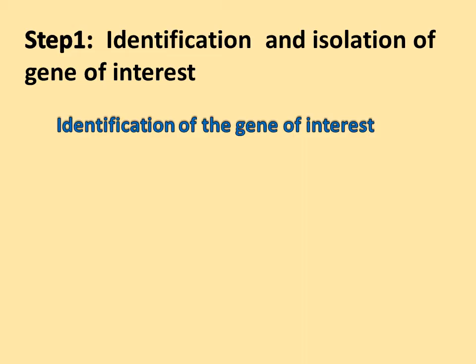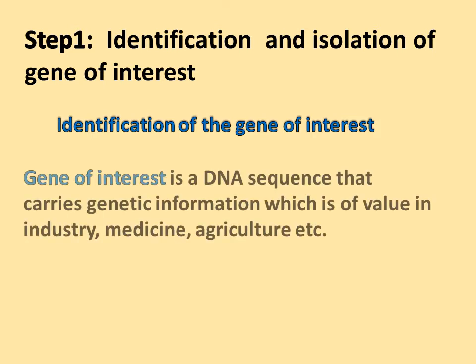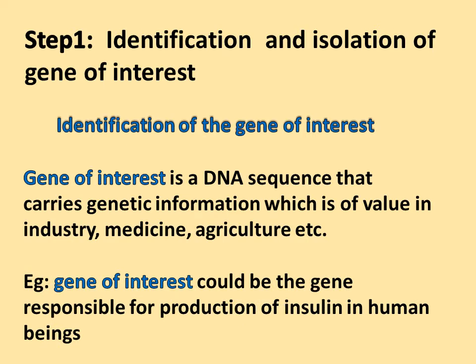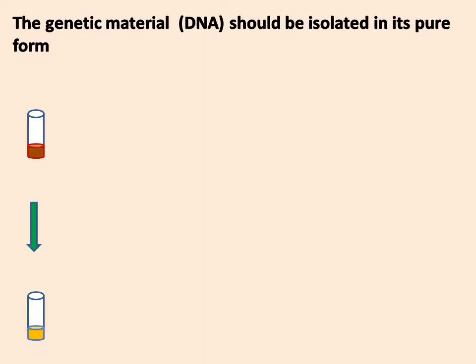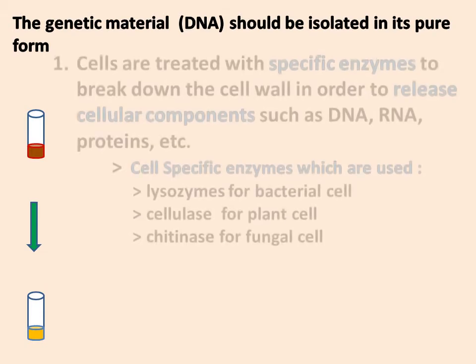First, we need to identify the gene of interest. The gene of interest is a DNA sequence that carries genetic information which is of value in industry, medicine, and agriculture. For example, a gene of interest could be the gene responsible for production of insulin in human beings. This gene of interest, after being identified, should be isolated in its pure form.